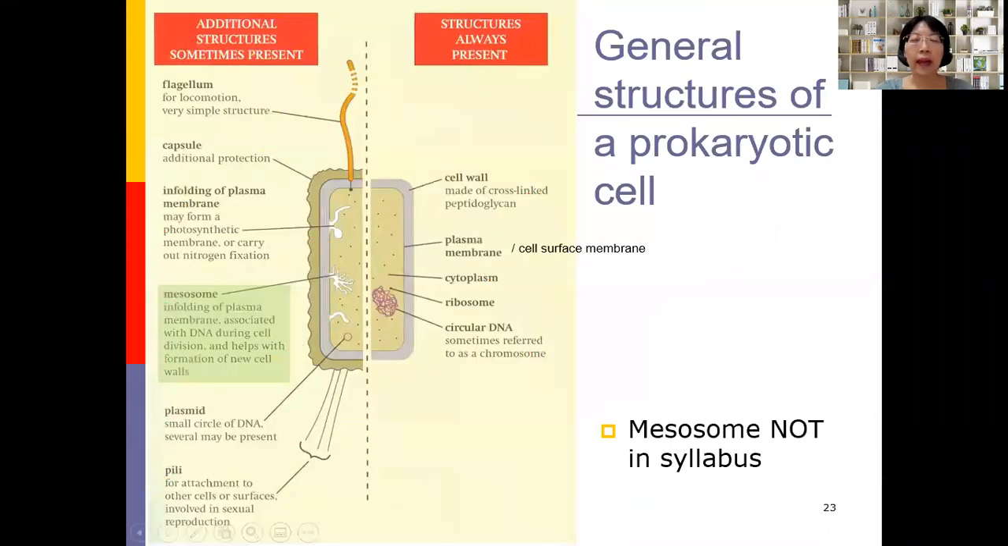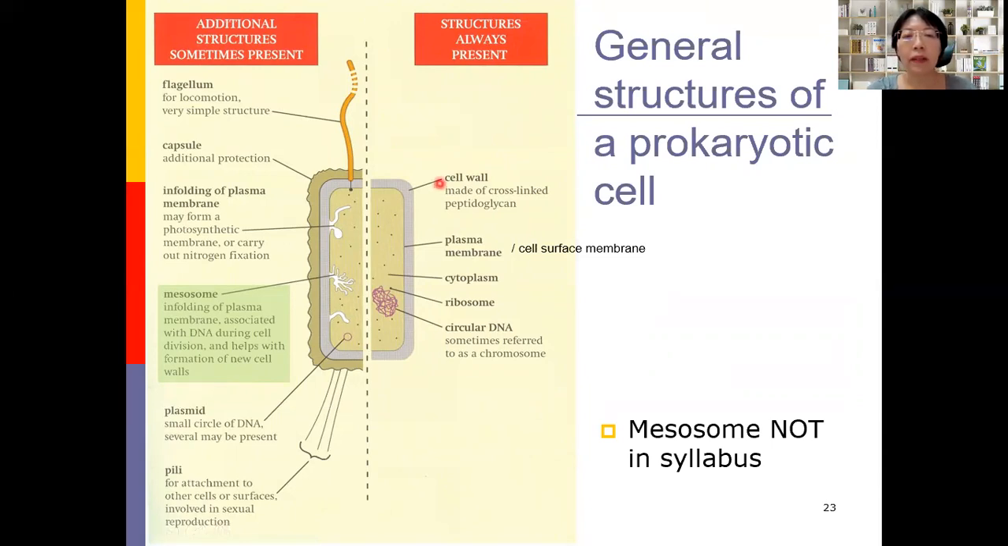So now we're going to look at the structure of a prokaryotic cell, meaning the structure of a bacterium. On the right-hand side are the basic structures of a bacterium. So all bacterium will contain these basic structures. And then on the left side are additional structures that may be present in only some bacteria. So let's look at the structure.